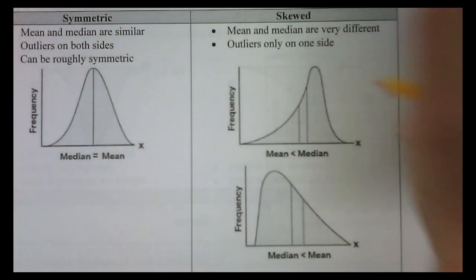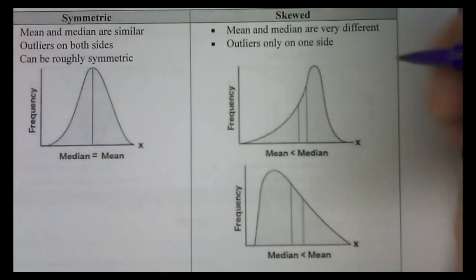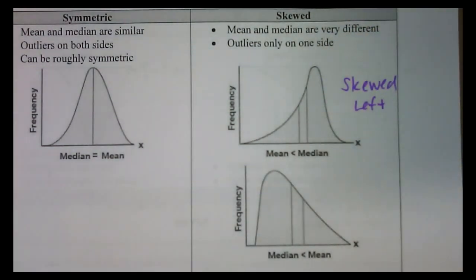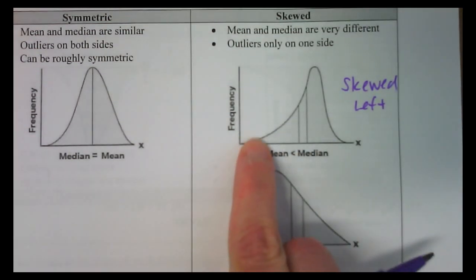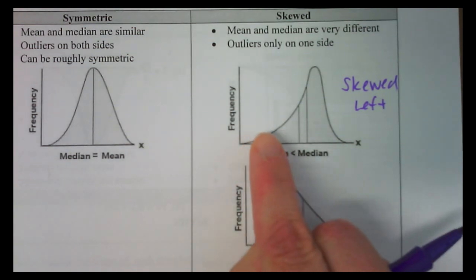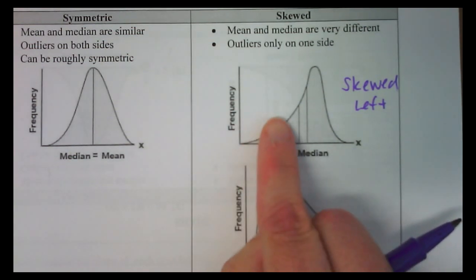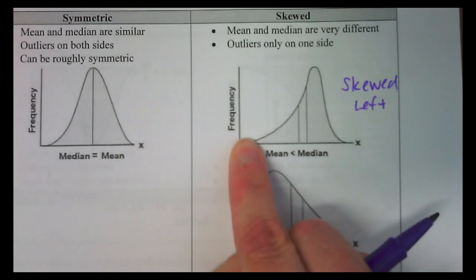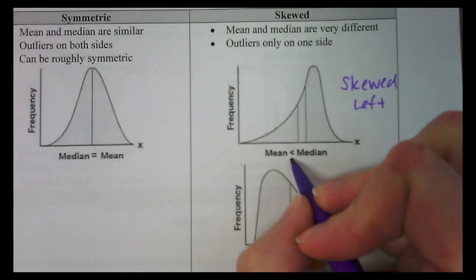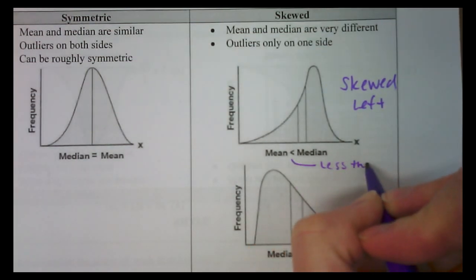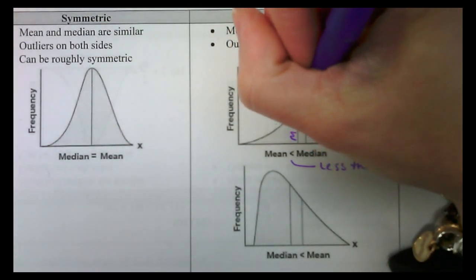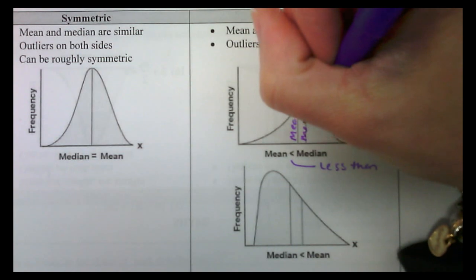Okay. This is an example of a graph that is skewed left. Skewed left, because there's a little bit of data over here on the left side that is pulling your mean towards the left. So in this picture, the mean is less than, if you forgot what that word means, make yourself a little note, the mean is less than the median. That means this would be our mean, and this would be our median.